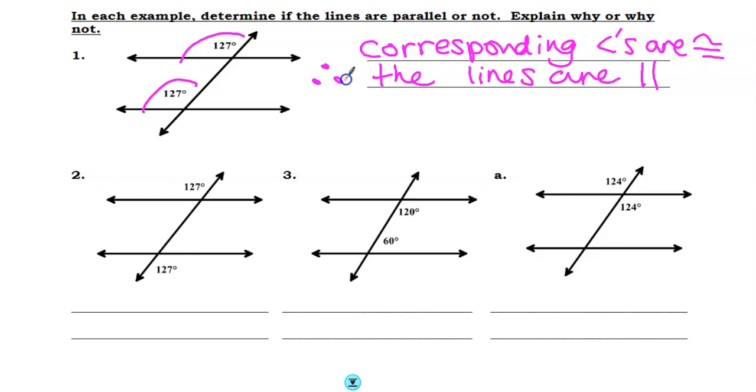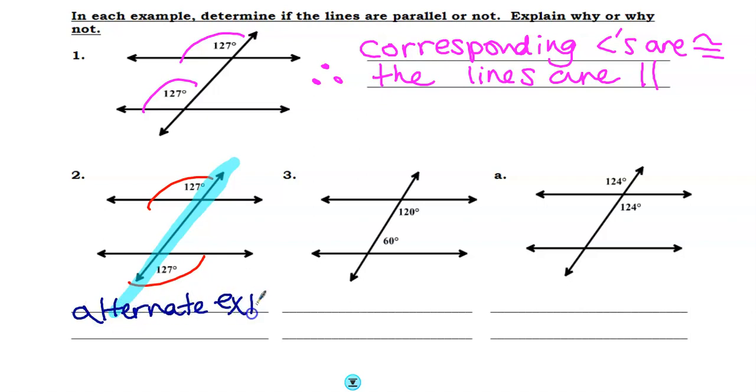So number 2, inside or outside? All right, 127. These are on the outside, and they're on opposite sides of the transversal. The transversal's there, so alternate exterior. Alternate exterior angles are congruent, so therefore we have parallel lines. Good.